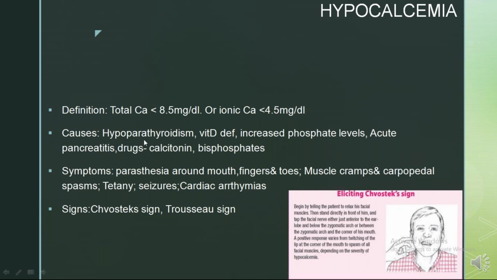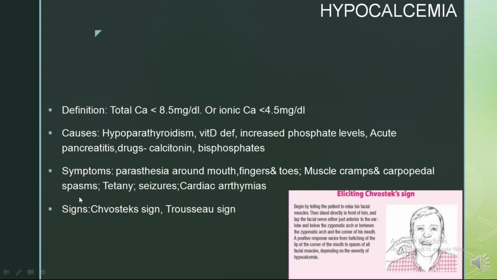Other than this, in acute pancreatitis there will be sequestration of calcium in the pancreatic region, which will lead to hypocalcemia. Drugs like calcitonin, which is the antagonist of parathormone, and bisphosphonates can also cause it. The first symptom is perioral numbness, meaning numbness and paresthesias around the mouth, and later it can lead to muscle cramps and carpopedal spasm. In severe cases, it can lead to tetany and seizures.